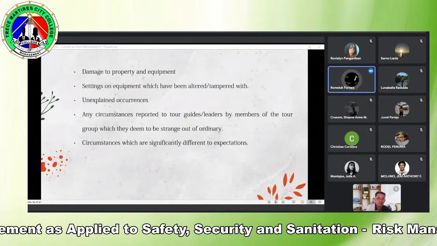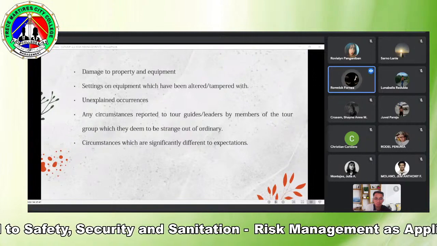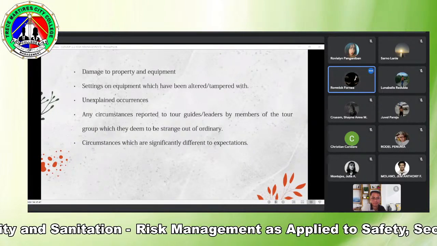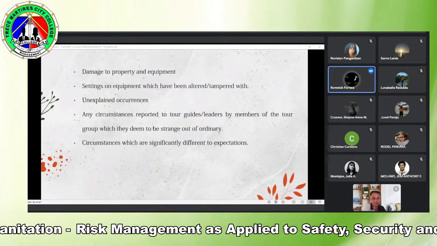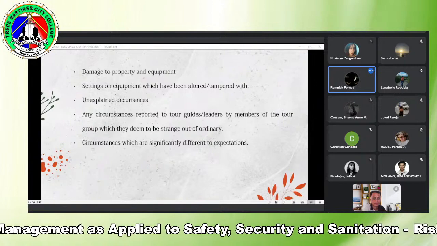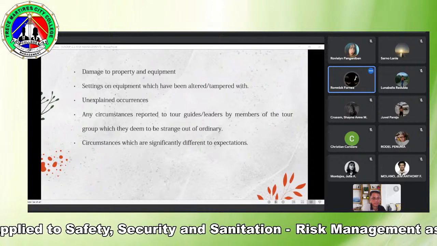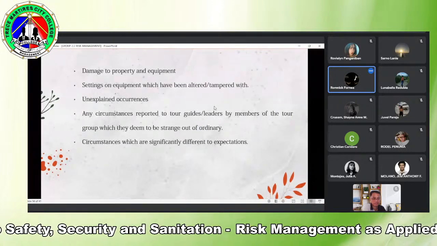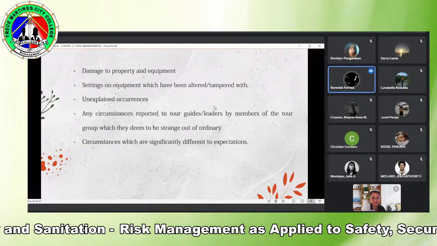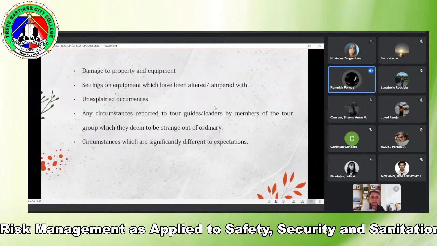Example ko talaga dito, sir, is yung, for example, pag nagkanda ka ng research, so meron kang ini-expect na result pero after ng survey parang nag-iiba yung outcome, parang ganun po. Okay. Next po is circumstances which are significantly different to expectation. Ito naman yung mga bagay na posibleng mangyari pero hindi yun yung ina-expect mo. Diba? Ayun nga po, sir, yung sinabi ko.